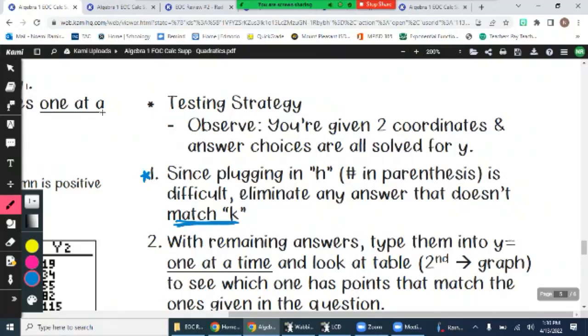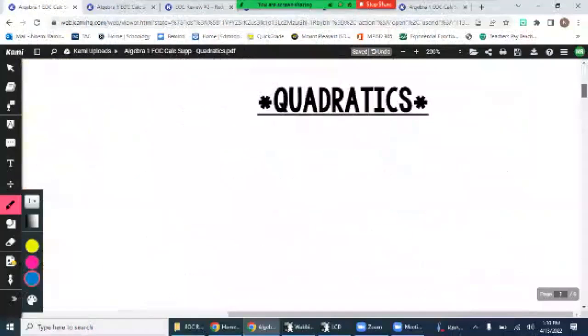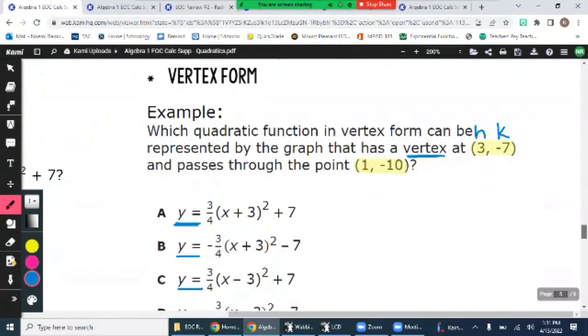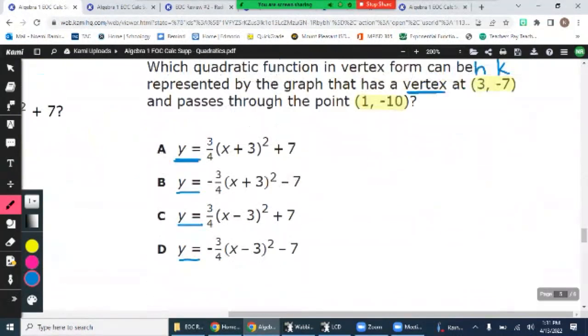If you look at vertex form on your formula chart, let me go back. On your formula chart, H is inside of the parentheses, K is outside. All we're looking for is K right now. So H is the number in the parentheses, K is the number outside. I never said anything about K being opposite of anything. So which 2 answer choices do not have a -7 K?